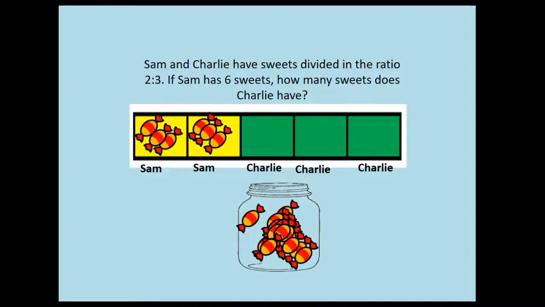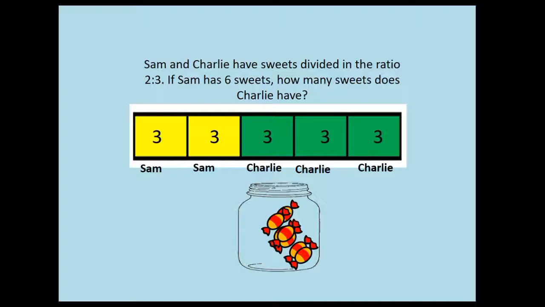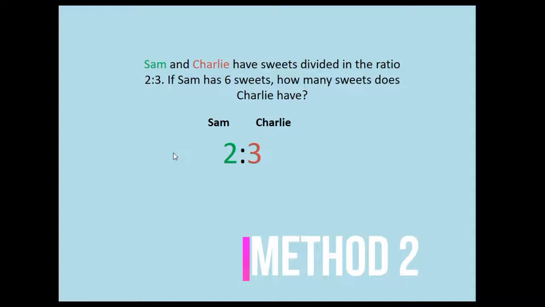And because we know that every single section of this diagram must have the same quantity in it, we can continue the rest of the diagram. Therefore, looking at the picture, or even changing these pictures to numbers, we can work out how many sweets Charlie has. He simply has 3 plus 3 plus 3 sweets, which is inevitably equal to 9. So Sam has 2 parts, Charlie has 3 parts. The actual quantity of sweets is equal to 6.